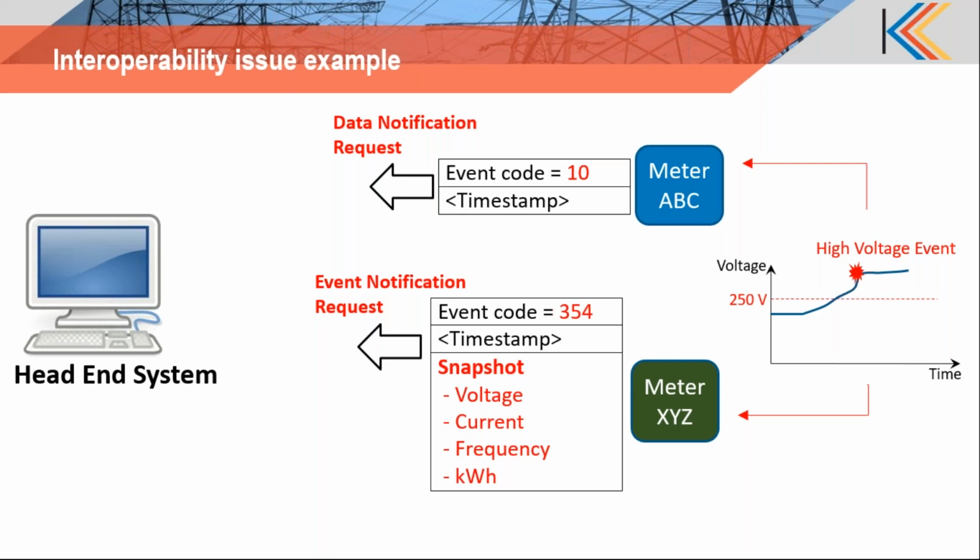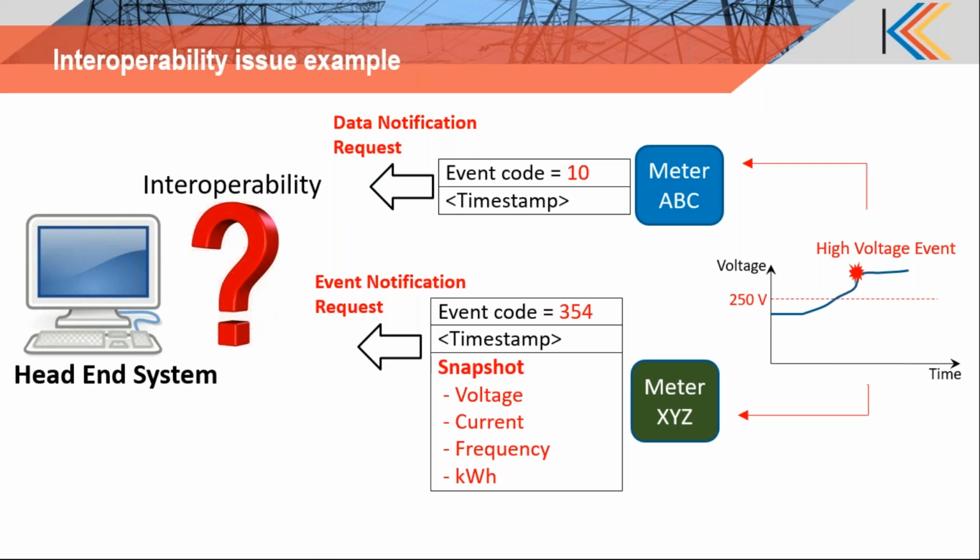And then it additionally provides a snapshot of certain electricity values that was captured at the time of the event, like the voltage, current, frequency, and kWh. So this snapshot is missing in the first meter. Now, if these two same meters are used in the same project and are communicating this same data, that is the high voltage event, to the common head-end system, then it will be a difficult task, a big challenge for the head-end system as well as for the MDMS system, meter data management system.